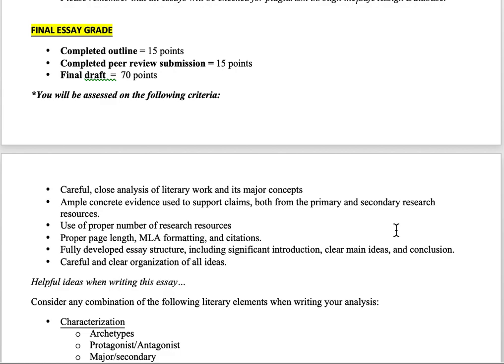Your final essay grade is not just based on your final draft. You are going to do a couple of different things in the next couple of weeks. So you are going to complete an outline this week, and then you're going to complete a peer review submission as well. Both of those will give you 15 points on your essay. So if you do both of those things, then you have an automatic cushion in your grade. The final draft itself counts for 70 points or 70%.